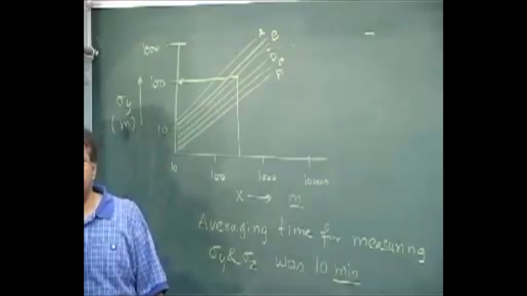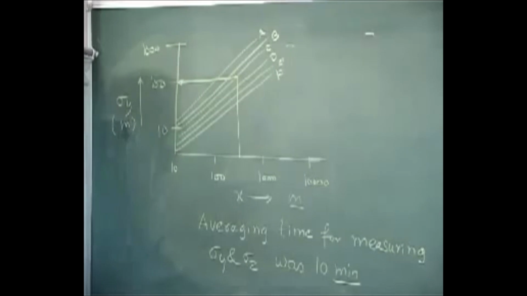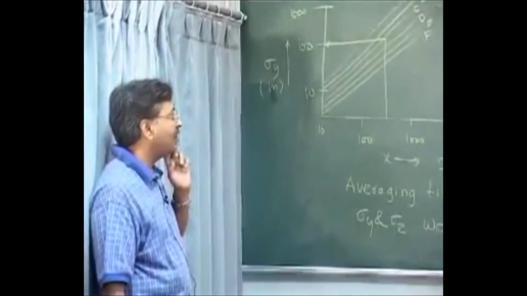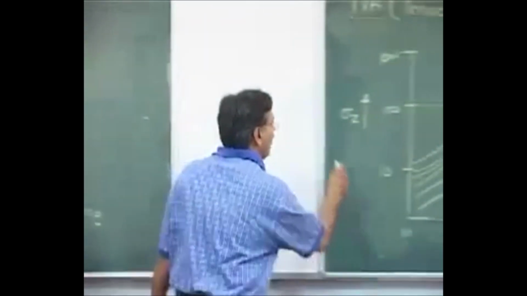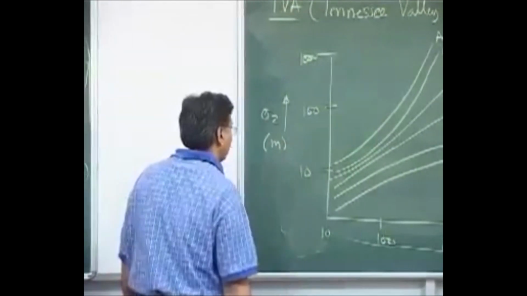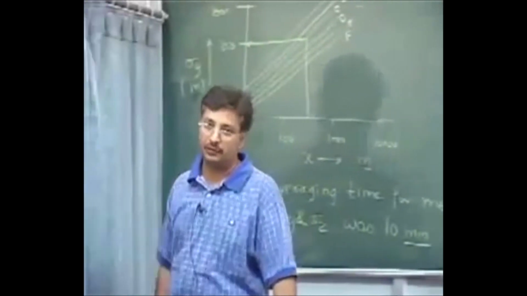Was 10 minutes, okay. Then the person stood there for 10 minutes taking the sample. So that was the 10 minutes. So essentially by using these sigma y and sigma z graphs, you will be finding out the 10-minute average concentration, okay. So far, any question?